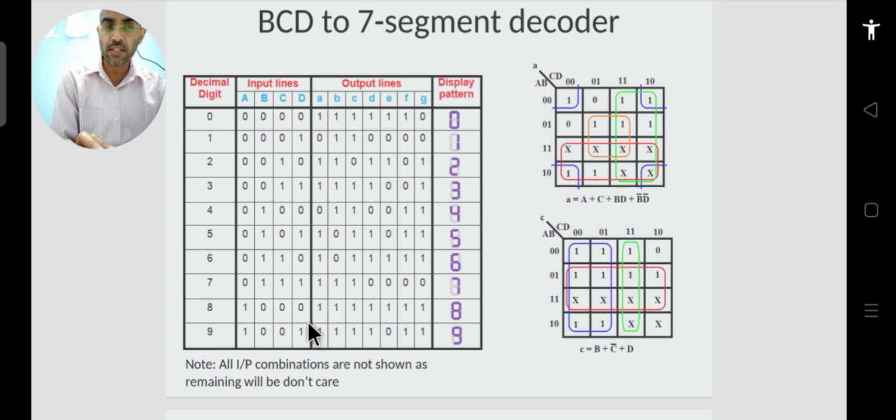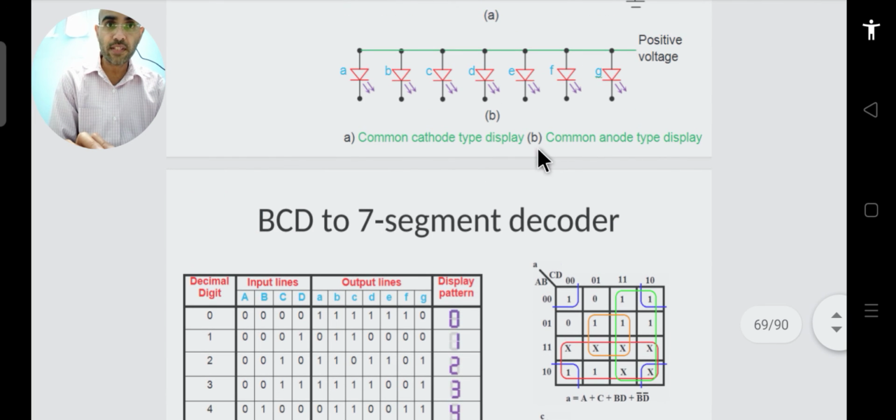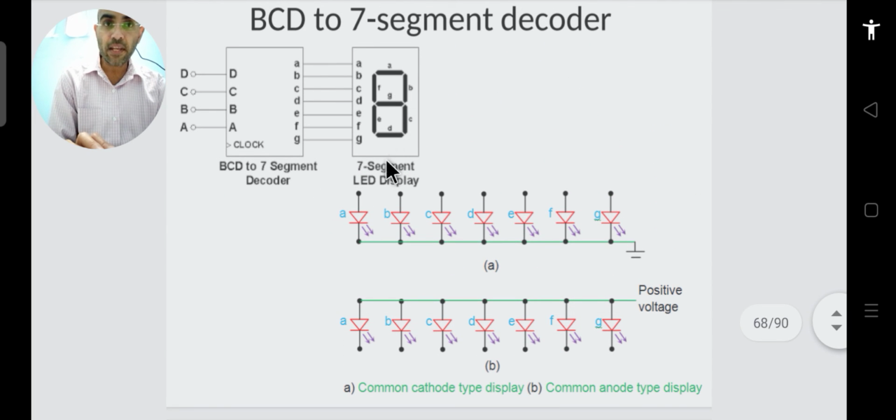These are the input lines, whereas in the output you will see that there are 7 segments. For each segment, I have written the output. Now, just from observation, if this is your 7-segment display, then to display 0 on it, you just don't display this G. So this G should not get the supply.